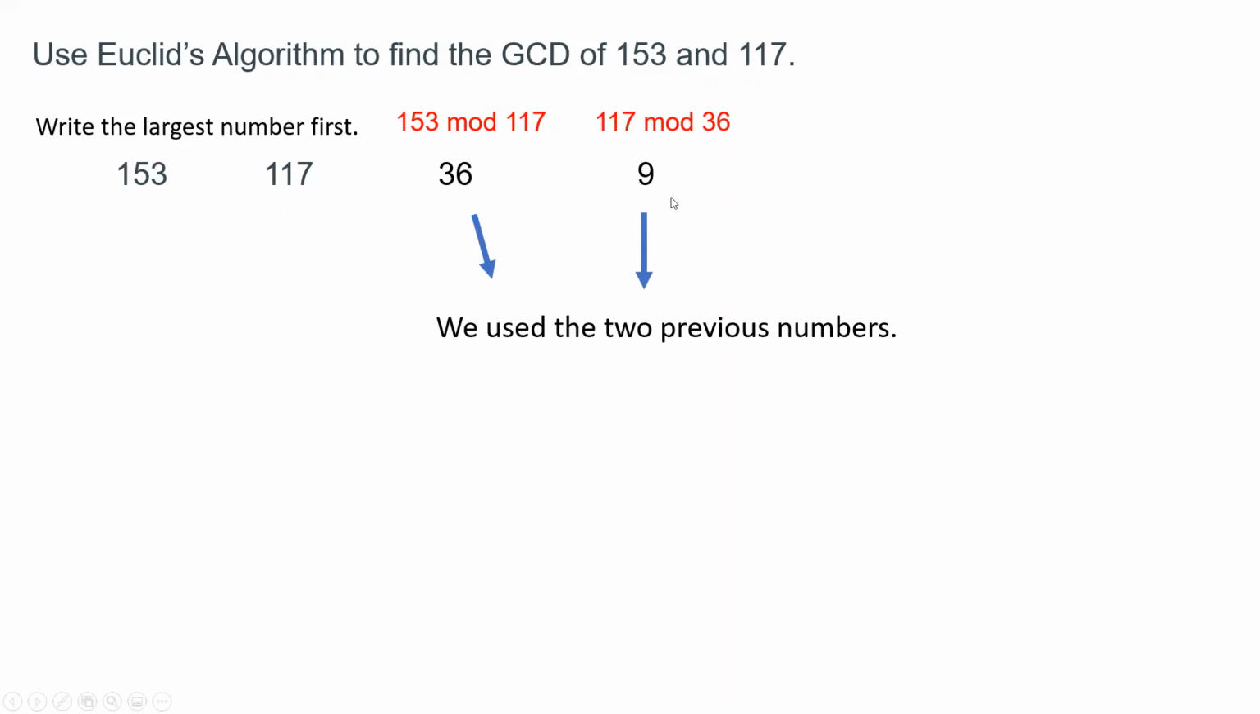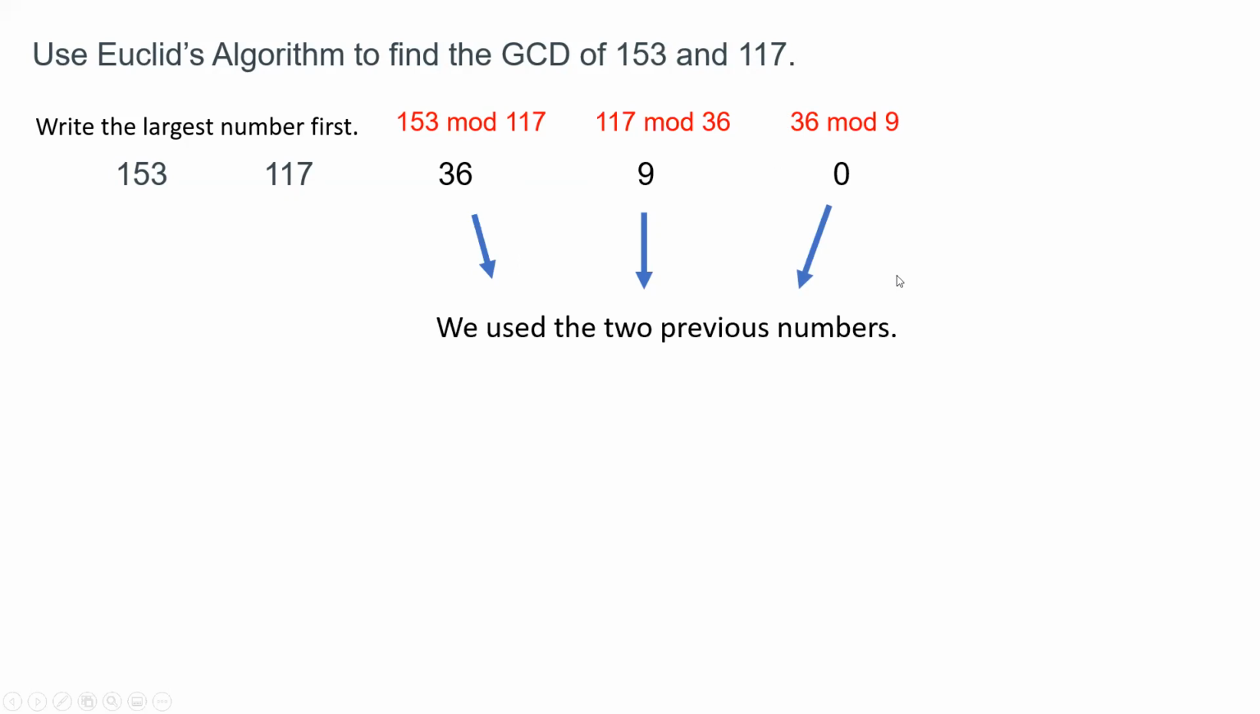The next one, we're going to find another number to put here, and we're going to use these two previous numbers, 36 and 9. So we take 36 mod 9, and that ends up becoming 0 because 9 divides 36. And again, we used the two previous numbers to find that.